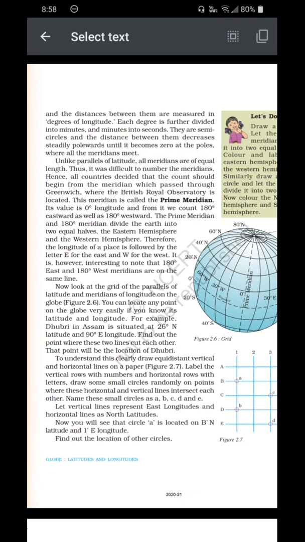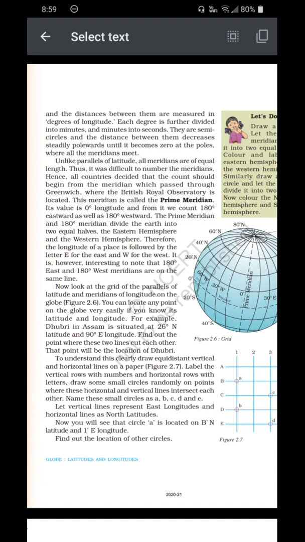Now look at the grid of the parallels of latitude and meridians of longitude on the globe, figure 2.6. You can locate any point on the globe very easily if you know its latitude and longitude. For example, Dhubri in Assam is situated at 20 degrees north latitude and 90 degrees east longitude. Find out the point where these two lines cut each other. That point will be the location of Dhubri.